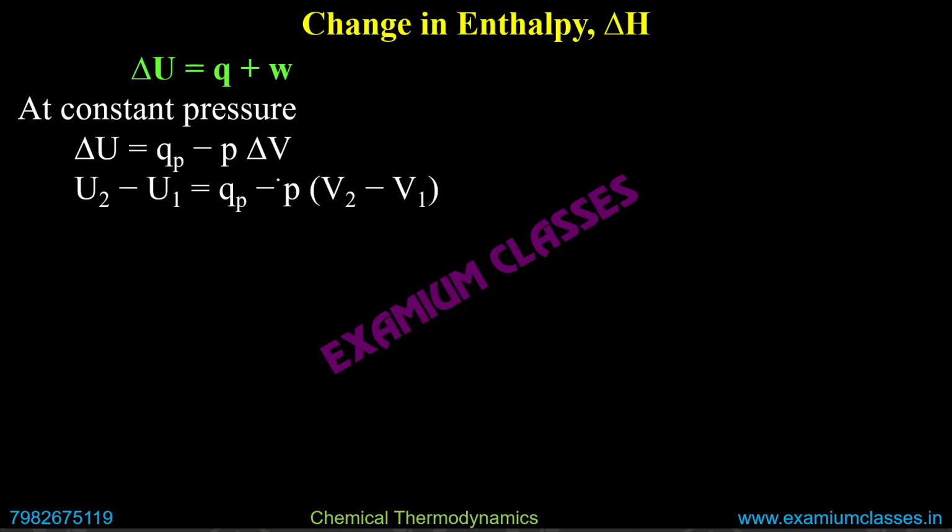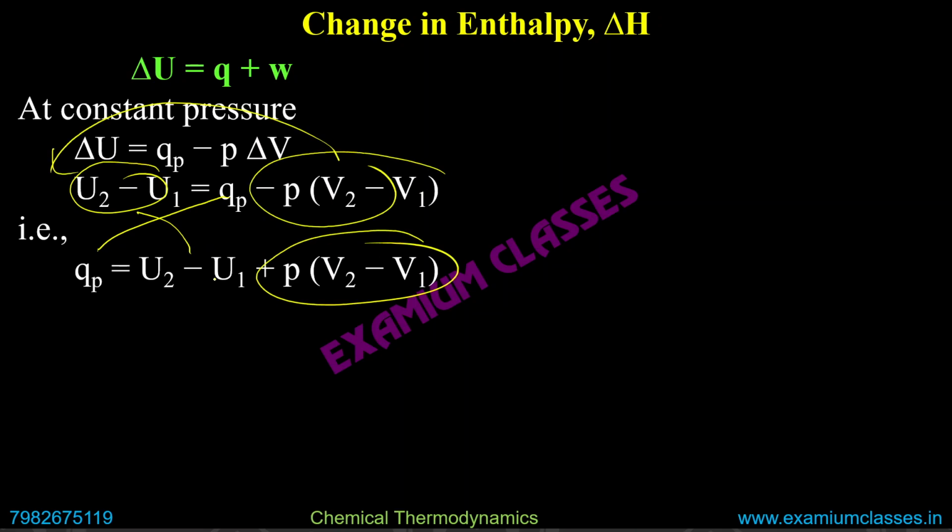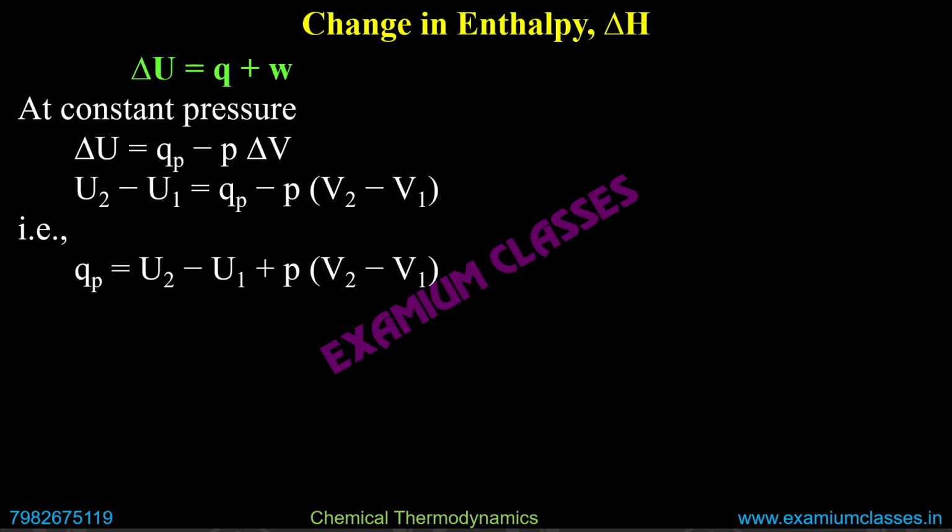So from here, I will get U2 minus U1. Delta U is actually U2 minus U1, it is a state variable, equals to QP minus P delta V, and delta V is also V2 minus V1, a state function. And we can now write it like QP equals to U2 minus U1, and this one goes on the other side, plus P times V2 minus V1. So I think that much math you know.